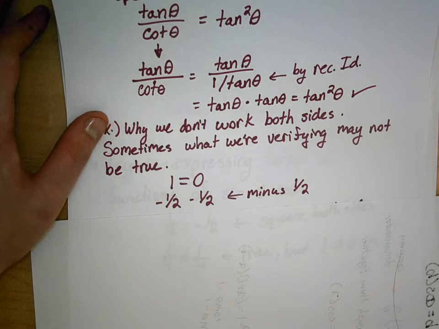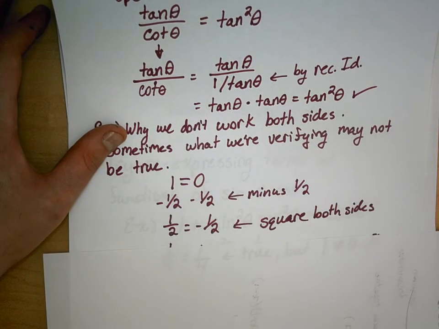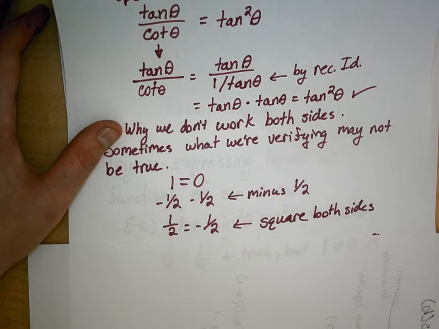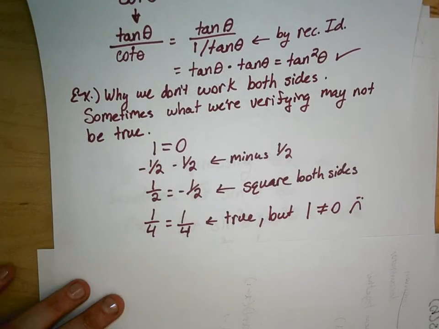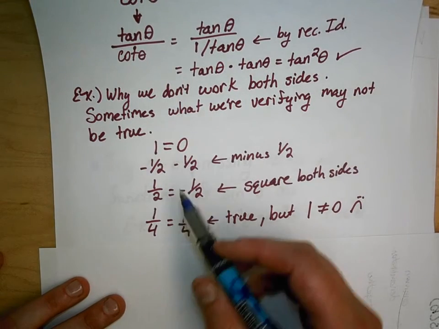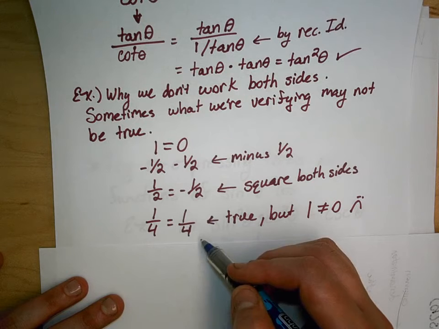So let's minus 1/2 from both sides. Okay, so we have 1/2 equals negative 1/2, which still isn't true. So let's go ahead and square both sides. So then if I square both sides, I get 1/4 equals 1/4.